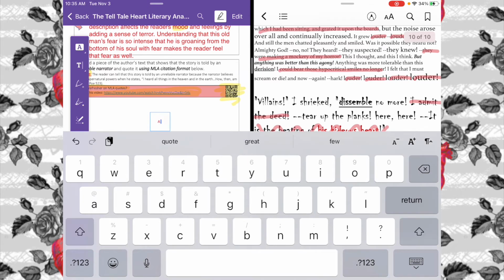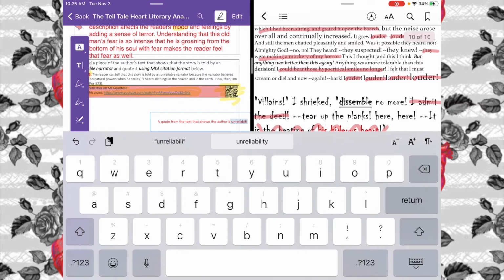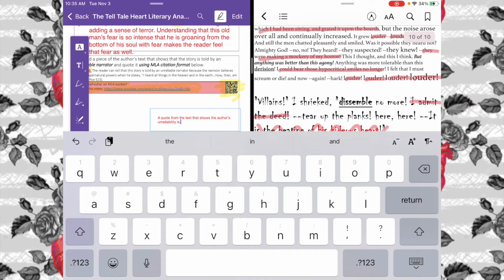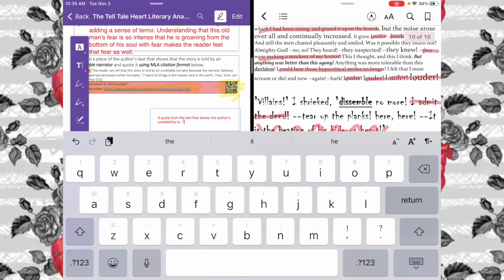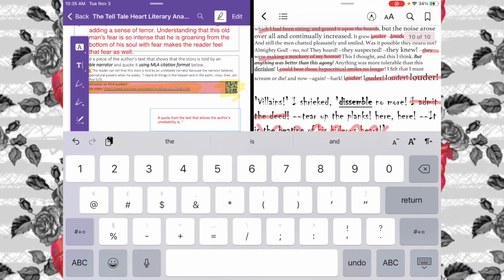Starting with our lead-in, a quote from the text that shows the author's unreliability is, comma, space, quotation mark. After we have our lead-in, we're dropping in our author's words. We're quoting it exactly as it appears in the text. You can use ellipses to take out pieces that you don't necessarily need.